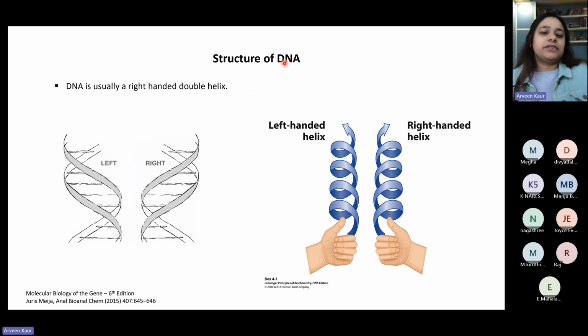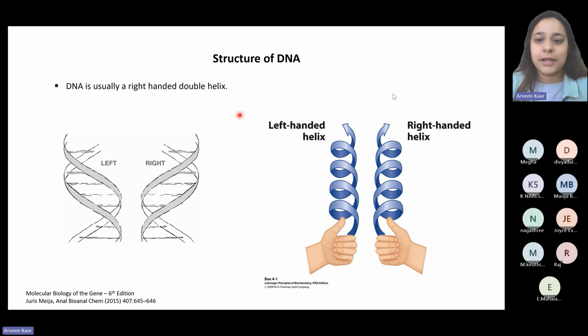Then when we talk about the structure of DNA, we usually talk about handedness, whether it is a left-handed structure or a right-handed structure. I don't know how many of you are going to be willing to answer this in the first place, but I've already written the answer. DNA is usually a right-handed double helix. But why have I written usually over here? Why is it not always a right-handed double helix?